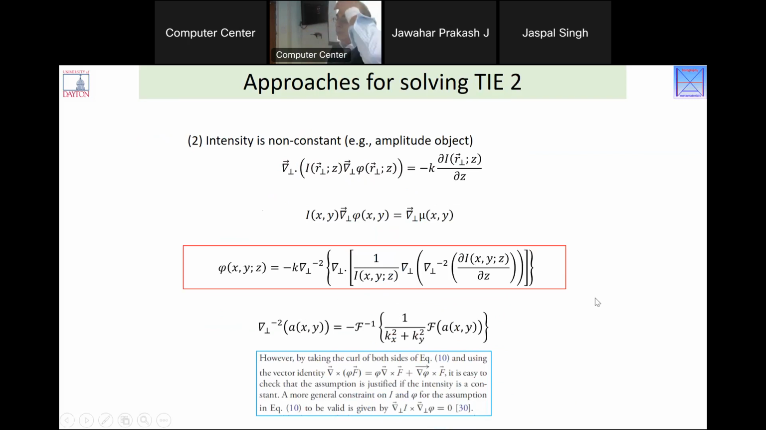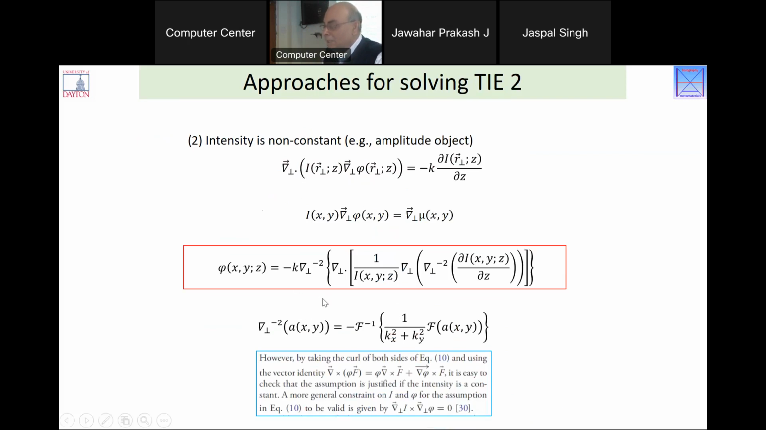Now the question is, what happens if the intensity is not a constant? Because most of the time, you want to also use it for cases where intensity is not a constant. Now there come a lot of problems. If intensity is not a constant, you cannot take this I outside. That's the problem. So then what do you do?